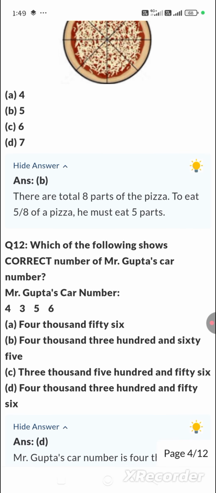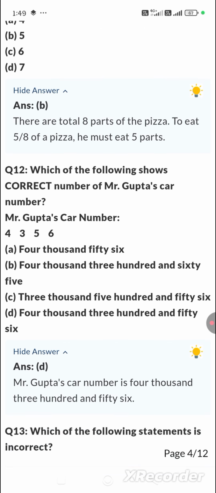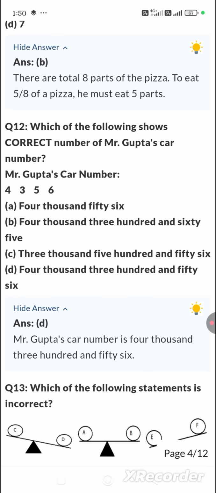Which of the following shows the correct number of Mr. Gupta's car number? Mr. Gupta's car number is 4356. Options are 4056, 4365, 3556, 4356. Gupta's car number is 4356.